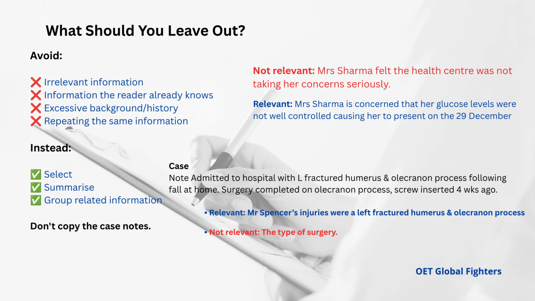Third, grouping information. This one is really useful. Imagine the case notes say, March, patient not compliant with diet. March, patient not compliant with medication. October, medication taken intermittently. October, education provided about adherence. If you simply copy that information in chronological order, your reader may have to piece the story together. Instead, you can bring the related information together.